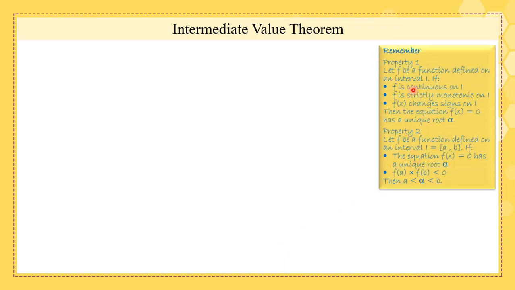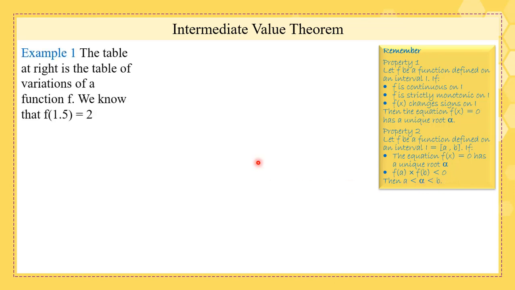So till now we've seen properties 1 and 2. Remember property 1: if f is continuous on an interval, if it's strictly monotonic on that interval, and if f of x changes signs, then we can say that the equation f of x equals 0 has a unique root alpha. And the second property: if the equation f of x equals 0 has a unique root alpha, and f of a times f of b is less than 0, then we can state that alpha falls between a and b. Let's see an example.